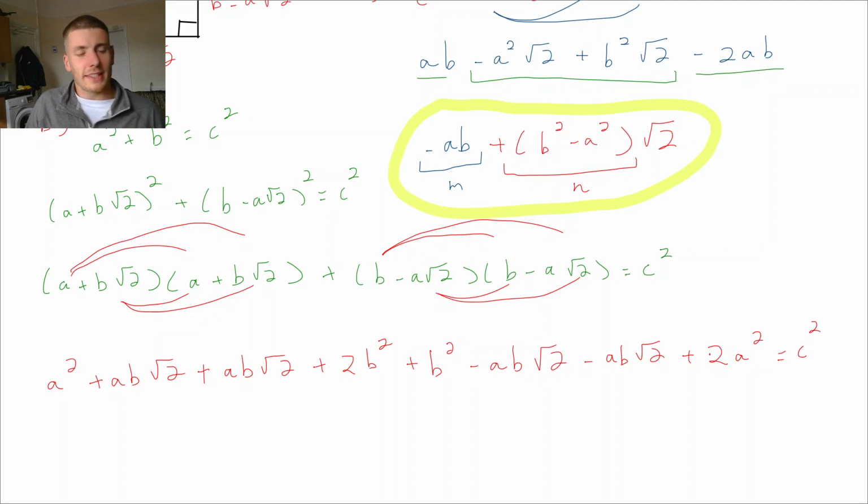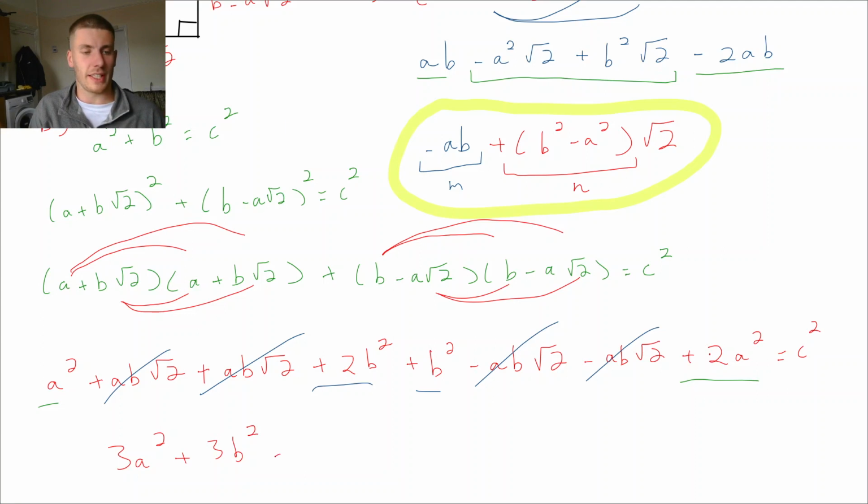And now we're just going to go and cancel out and maybe combine like terms here. I'm noticing straight away that I've got an ab root 2 plus ab root 2 and a minus ab root 2 that are going to cancel. I've got a plus ab root 2 and another minus ab root 2 that cancel, okay, which is good. And I'm left with like terms of an a squared and a plus 2a squared, and then I've got a plus 2b squared and a b squared. So putting it all together, a squared and 2a squared, it's going to give me 3a squared. b squared and 2b squared is going to give me plus 3b squared. That is equal to c squared.